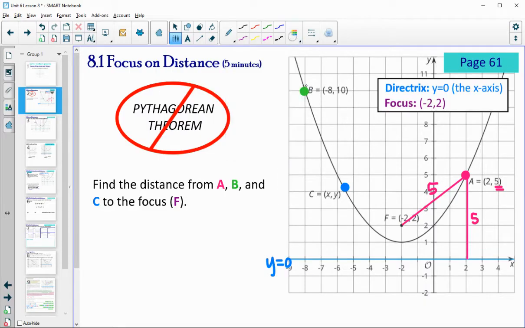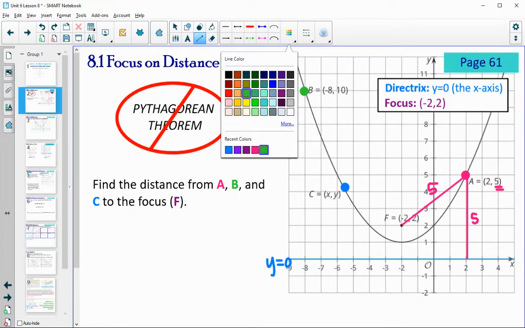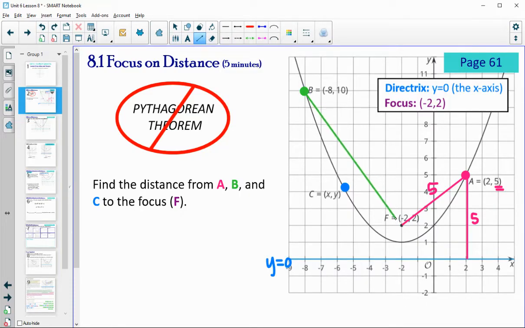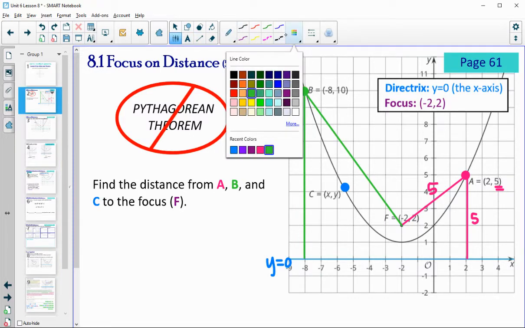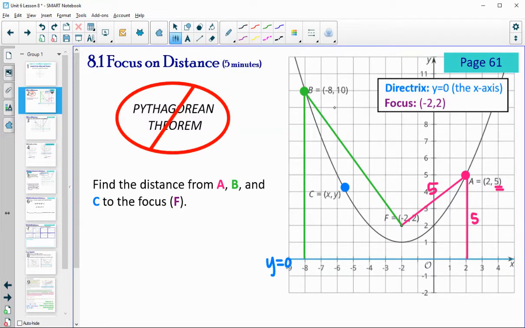Then using a similar idea here, B to the focus is going to be the same length as B to the directrix. You can again count that. Since the directrix is at 0 for the y value, and this y value is 10, we know that will be 10. So this will be 10 as well.